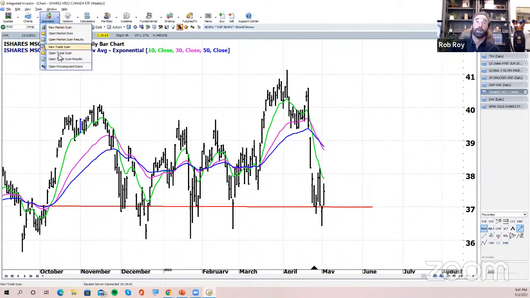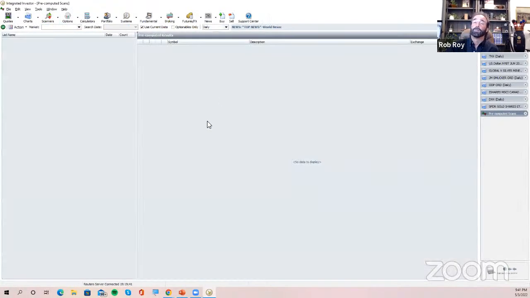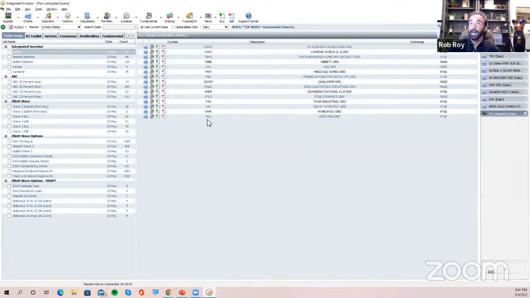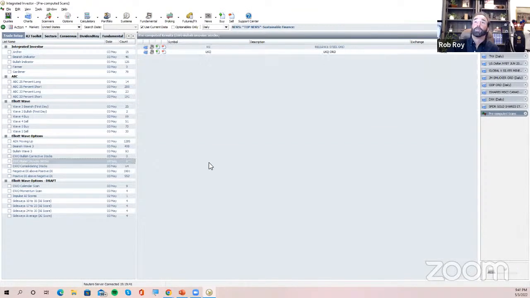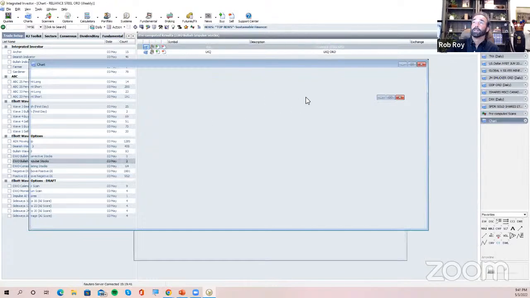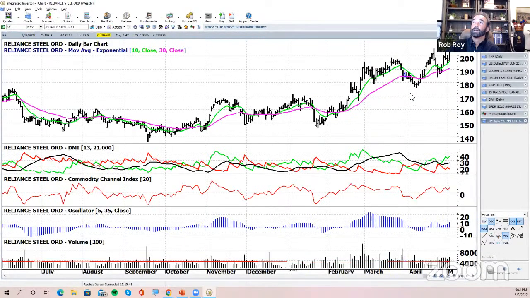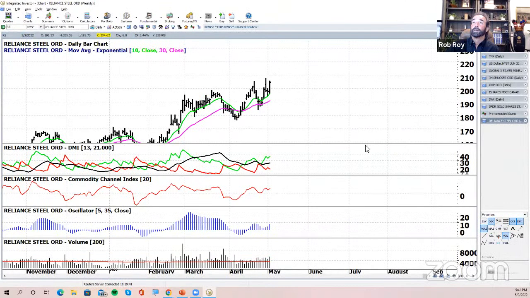All right, so let's see if we can find a case study consideration for tonight. Kind of a tricky day going into that big Fed meeting tomorrow. But if we take a look, there are two bullish impulse results, Reliance Steel and LKQ. So let's look at Reliance Steel, RS, and it actually looks pretty darn good.